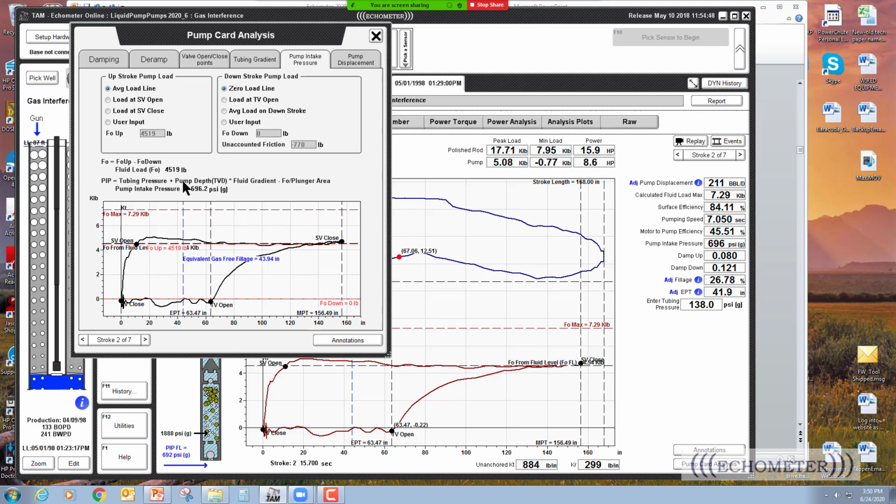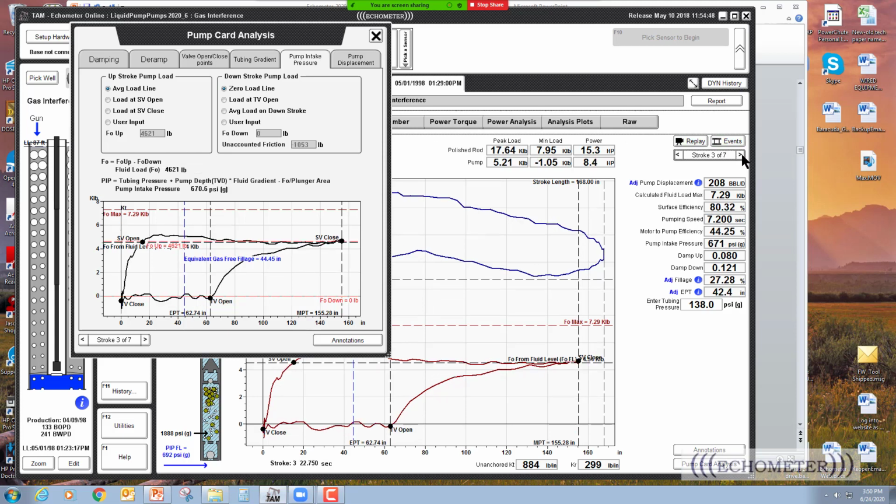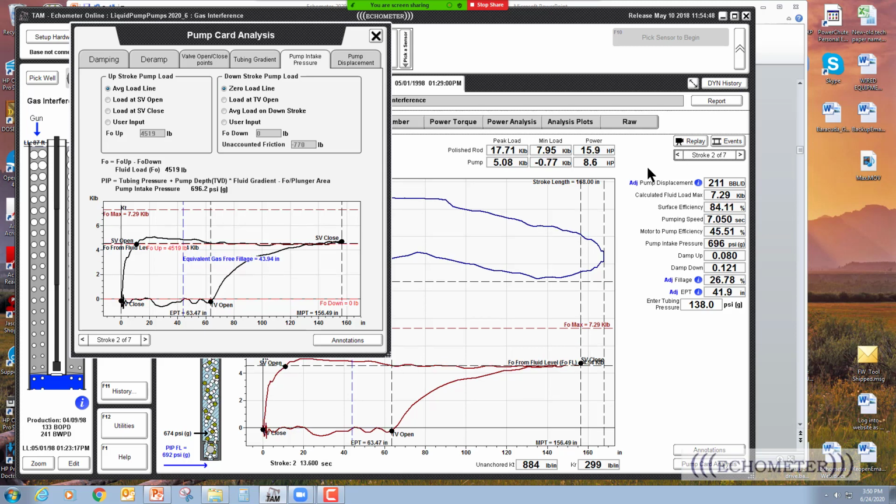Right now it says that load line is 4,519 pounds. If I go to another stroke, it's going to be different, 4,620 pounds. So it changes, and all those changes have an impact. The pump intake pressure changed to 670 there. If I go back to that stroke, it's going to change to 696.